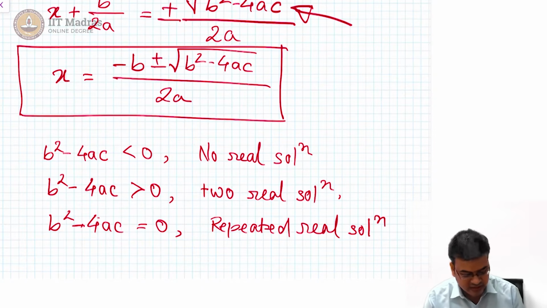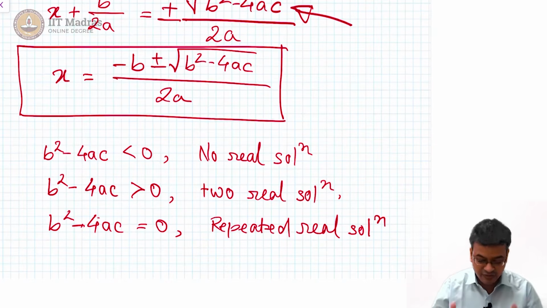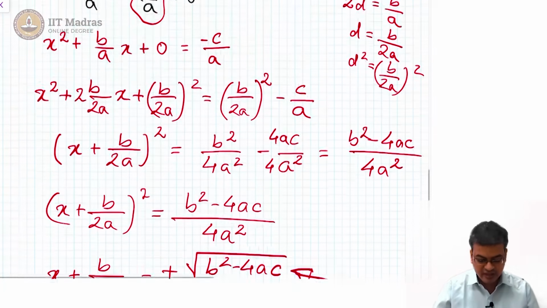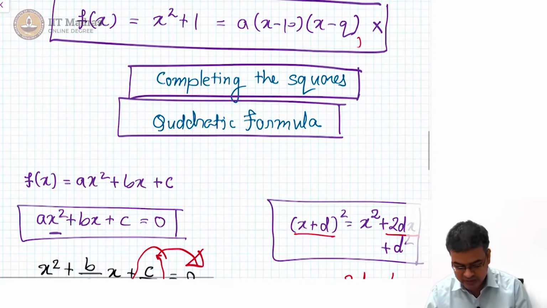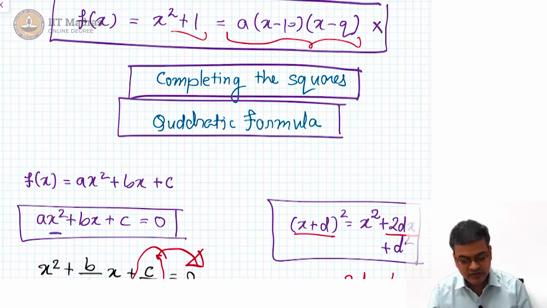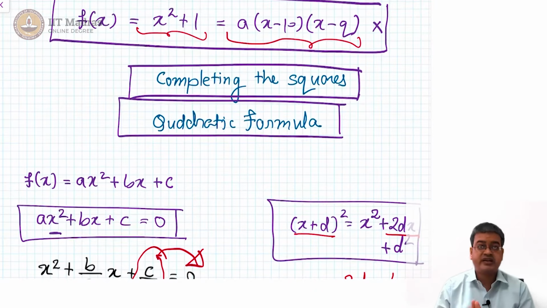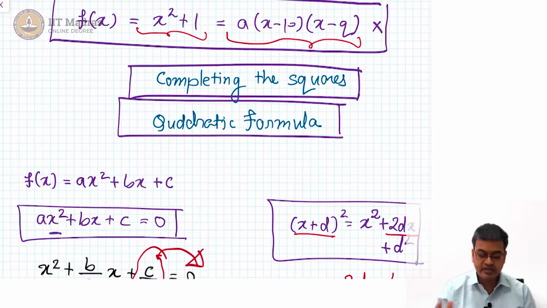Now we have resolved the case for quadratic equations. Now let us bring in the quadratic function and its relation with intercept form. What is the intercept form? It is this form. I have said that f(x) = x square plus 1 cannot be written in intercept form.